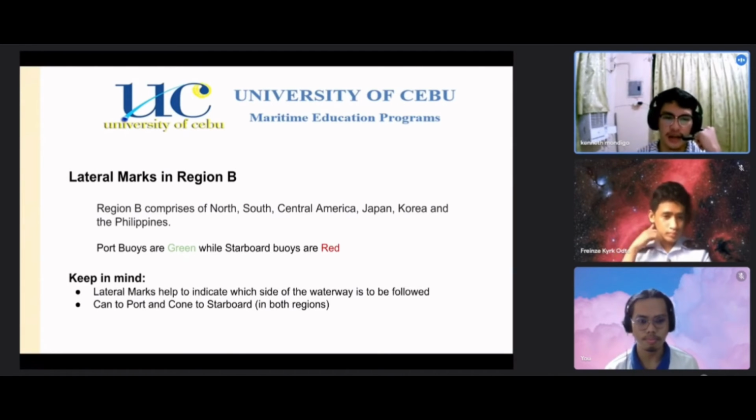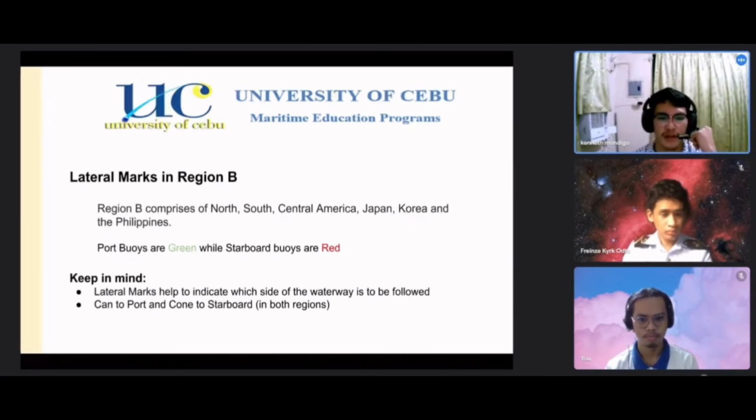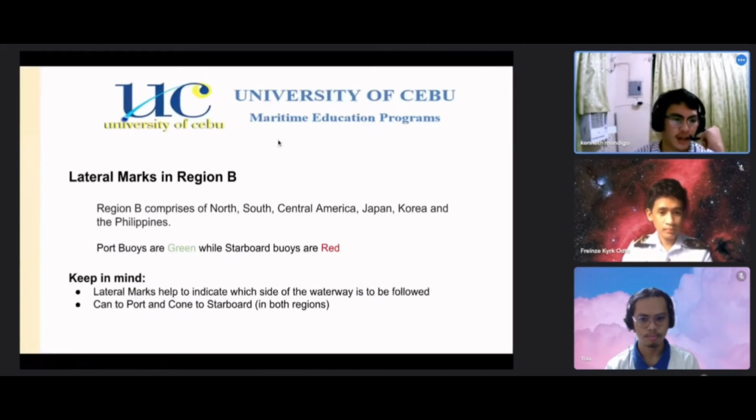Port buoys are green, while starboard buoys are red. So keep in mind that lateral marks help to indicate which side of the waterway is to be followed. And can to port and cone to starboard in both regions. Next slide, please.